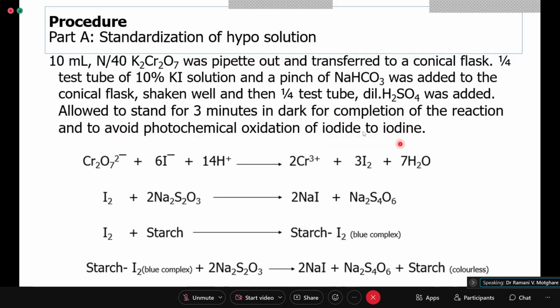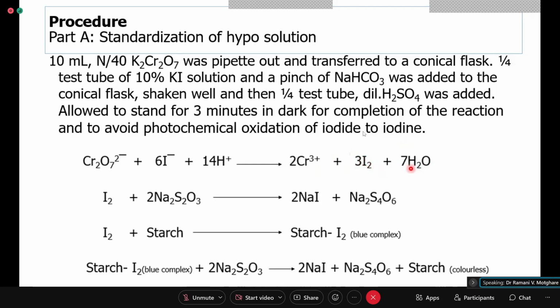So we find that Cr2O7 2- plus 6I- plus 14H+ gives formation of 2Cr3+. Now because of this chromium, when you get a colorless solution, no, it is not exactly colorless. It has a light sky blue color to the solution, but definitely it changes from a dark intense blue color to a clear blue with a sky blue tinge to it. Okay, so this is the chromium form, and definitely 3I2 formed and 7H2O.